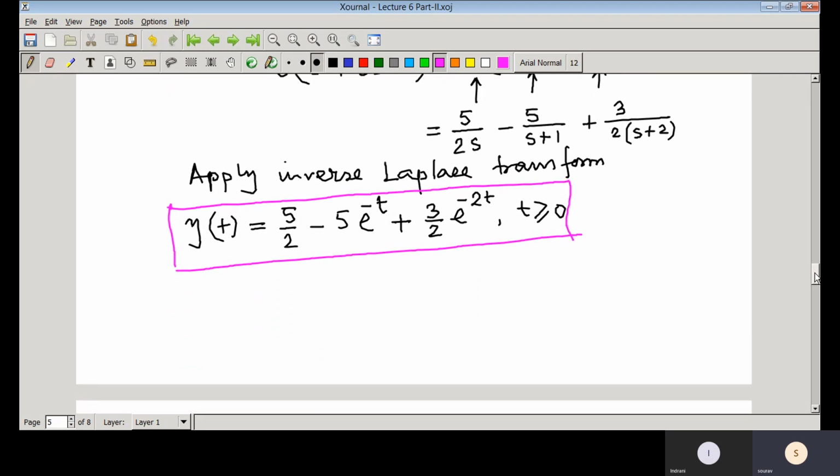Here one interesting thing we can notice: when t tends to infinity, the exponential terms would be equal to 0, so y(t) is equal to 5/2. That means if you plot y(t) versus t, you will see that when t tends to infinity, y(t) approaches 5/2. This is actually the steady state value.